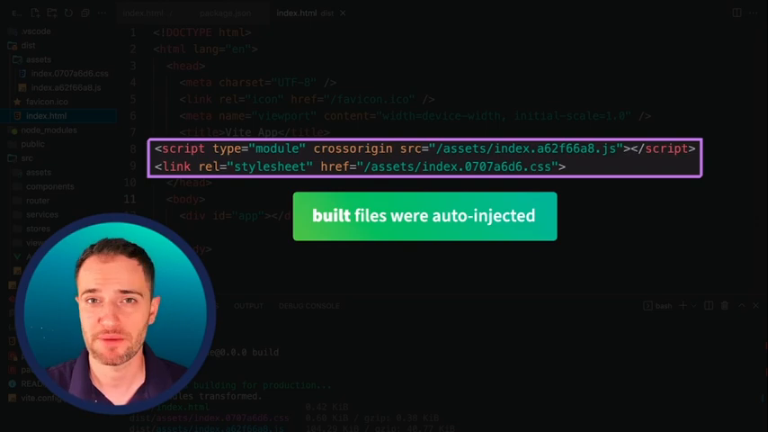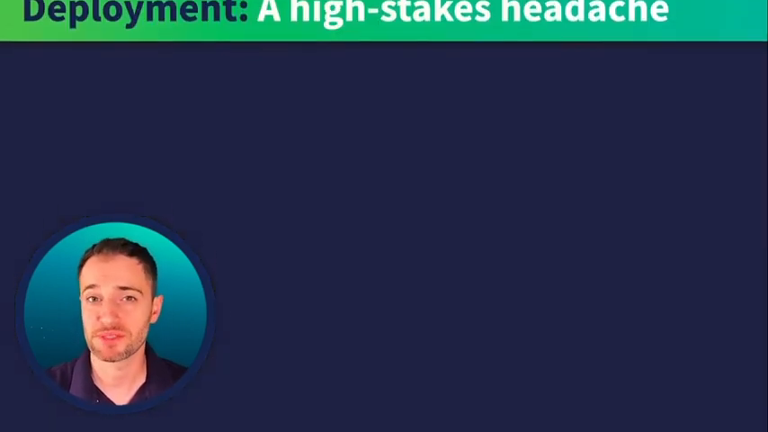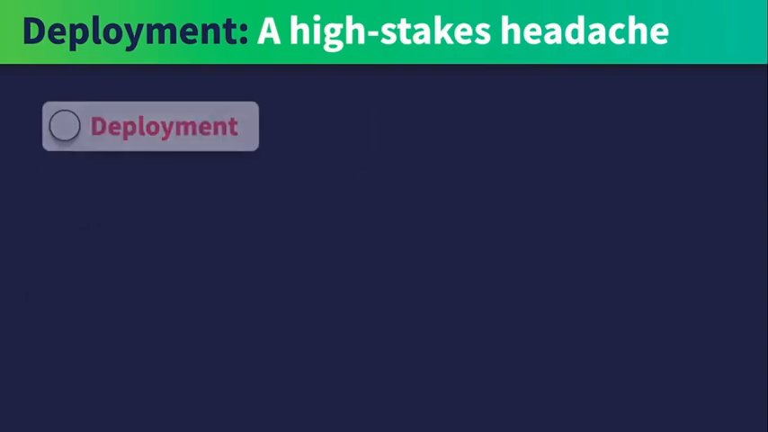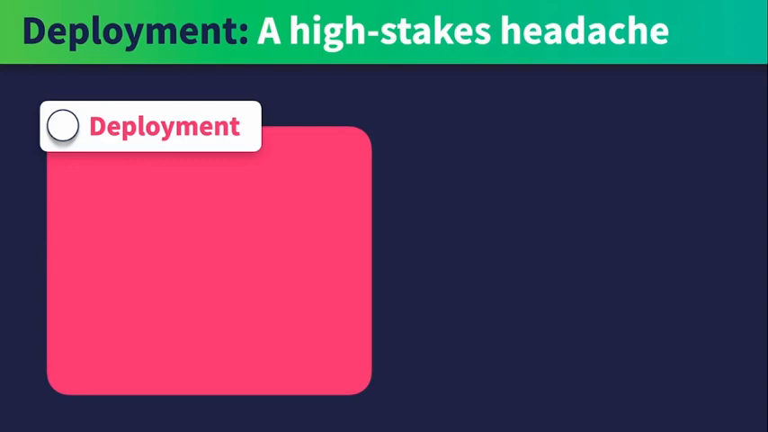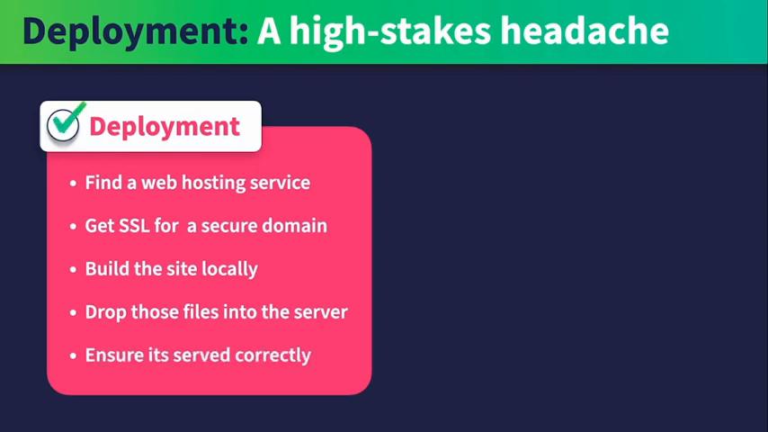So now that we've seen what happens when we manually build our app, what are the other steps and considerations for deployment? There's actually quite a few things to consider. In order to deploy, you'll need to find a web hosting service, get SSL for a secure domain, build a site locally, drop those files into a server, and ensure it's being served correctly.